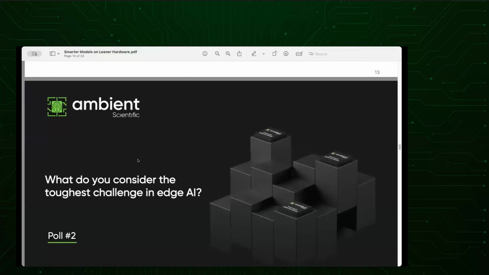All right, it's time for the next poll, which I will launch now. We're curious to know if any of you have tried Edge AI deployment before. What do you consider the toughest challenge, or what would you imagine as the toughest challenge?